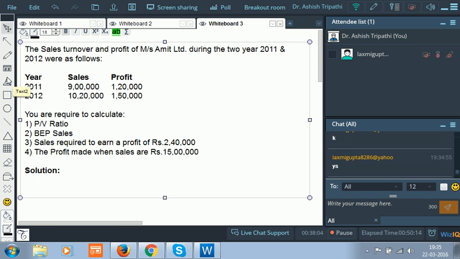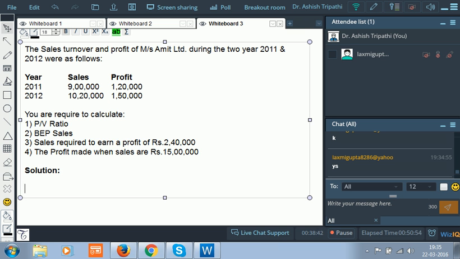Okay, so let us try to understand this question. The sales turnover and profit of Mrs. Amit Limited during the 2 years 2011 and 12 were as follows. Year, sales and profit. We have sales and profit of 2011 as well as of 2012. You are required to calculate first PV ratio, second break-even sales, third sales required to earn a profit of rupees 2,40,000, and fourth the profit made when sales are rupees 15 lakhs. So we will have to calculate four things over here.